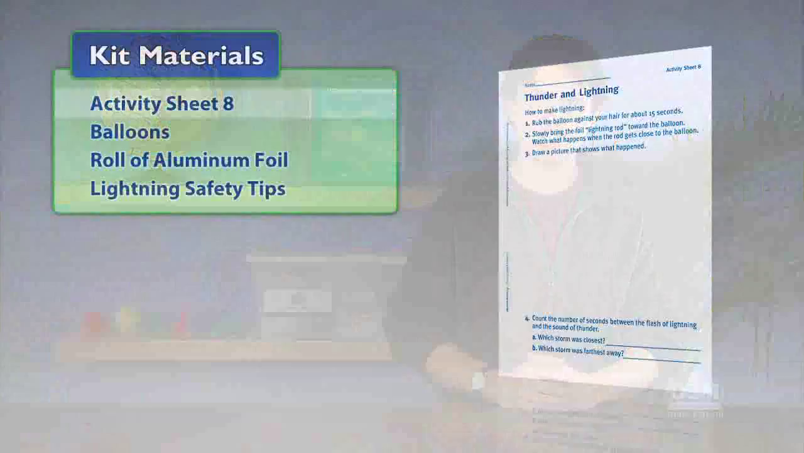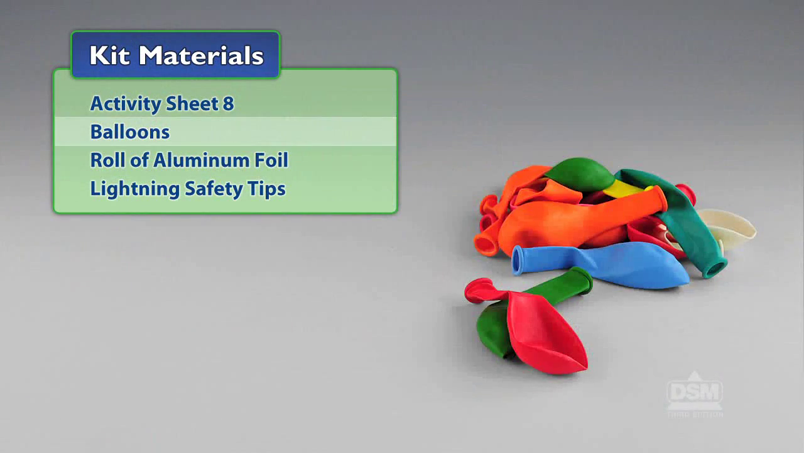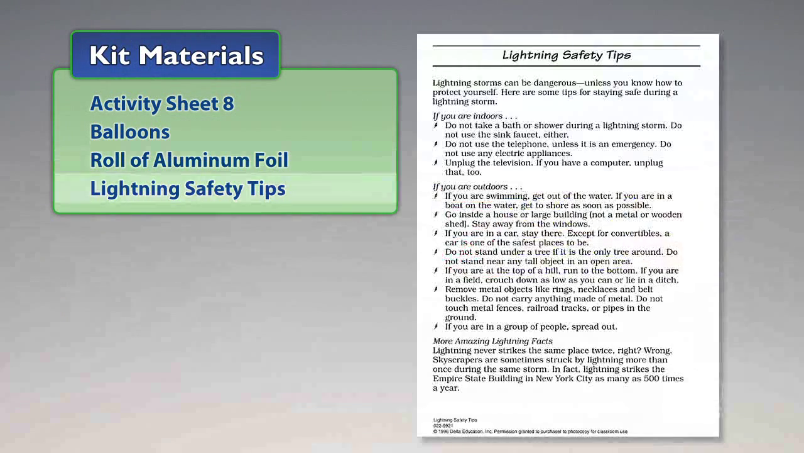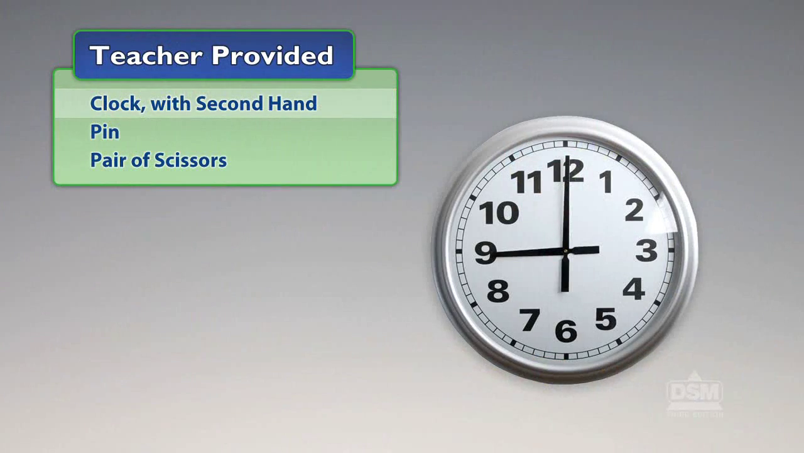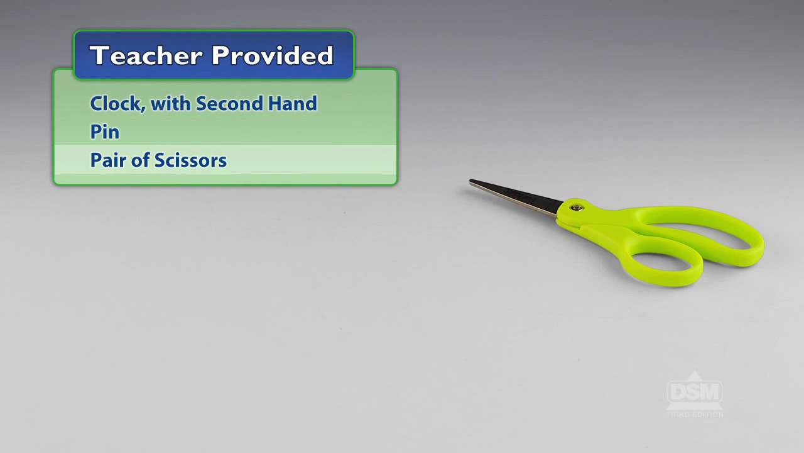You will need the following materials from the kit: Activity Sheet 8, balloons, roll of aluminum foil, and lightning safety tips. You will also need to provide a clock with a second hand, a pin, and a pair of scissors.